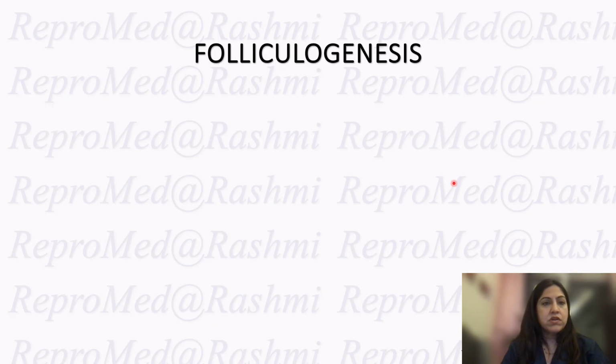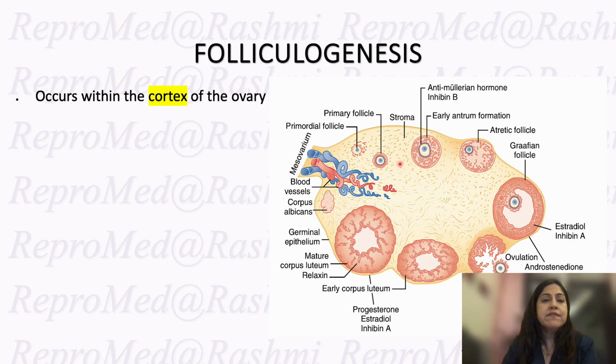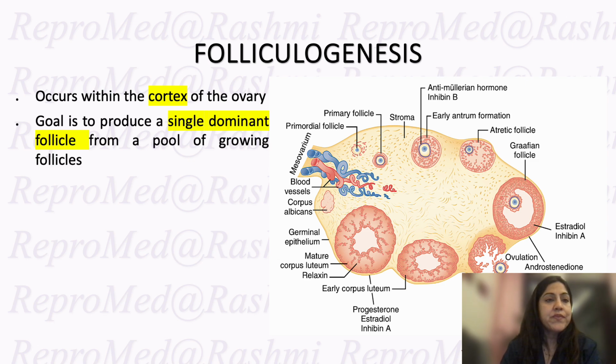Let's discuss how folliculogenesis happens. We can see here, this is the ovary, and folliculogenesis happens within the cortex of the ovary. This outer one is the cortex and the inner one is the medulla, and these vessels we can see are the hilum. So the goal is to produce a single dominant follicle from the pool of growing follicles.